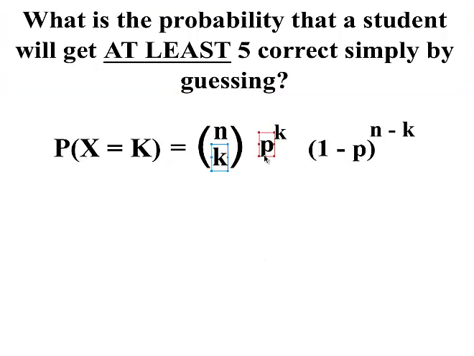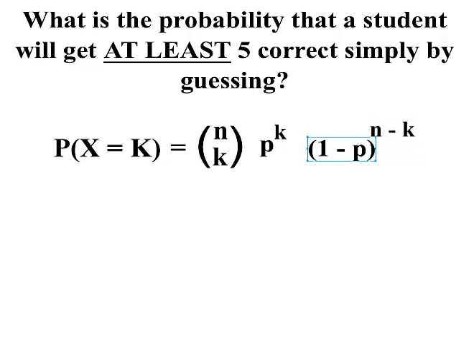P is the probability of getting a successful outcome on a single trial. So that's 1 out of 4. K is the number of trials we're talking about, and that's 5 in this problem. And then this 1 minus P is the probability of the event not happening. And then N again is 6 because there's 6 questions, and K is what we're trying to get, which is 5.